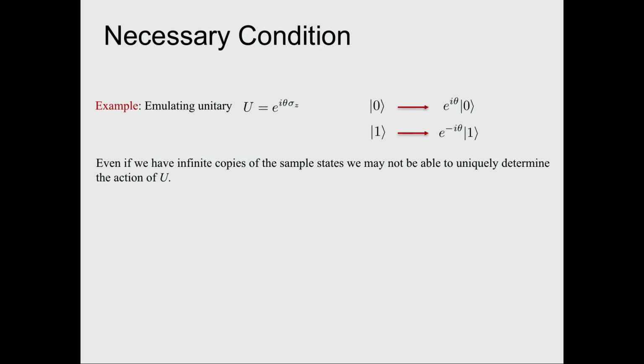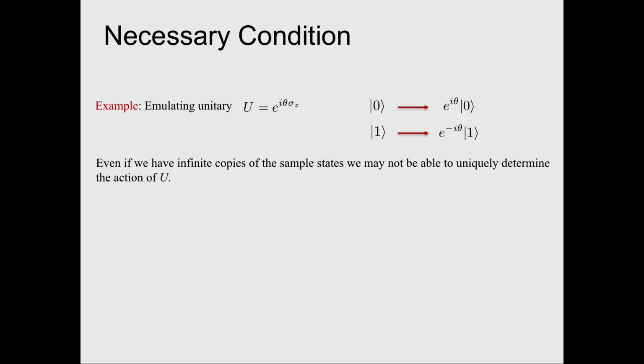But before that, I need to tell you about the necessary condition for the possibility of emulation. Let's think about the question of when emulation is possible at all. Think about a simple example. Suppose my system is a qubit, a two-dimensional Hilbert space, and suppose the unknown unitary is a rotation around Z. Here theta is an unknown angle.